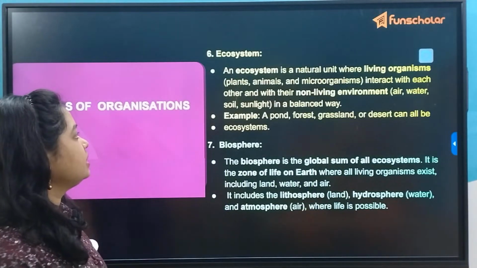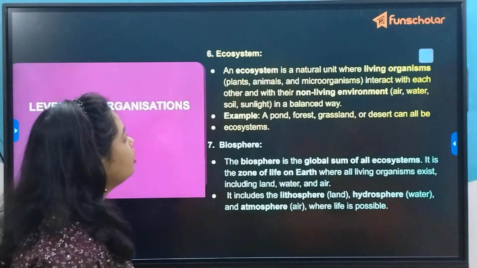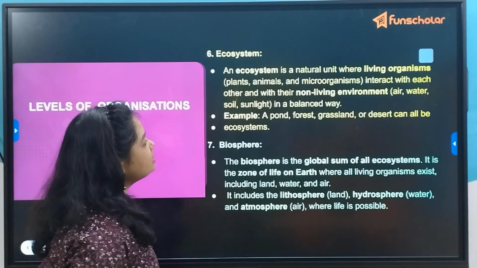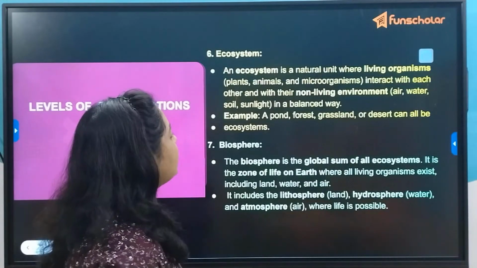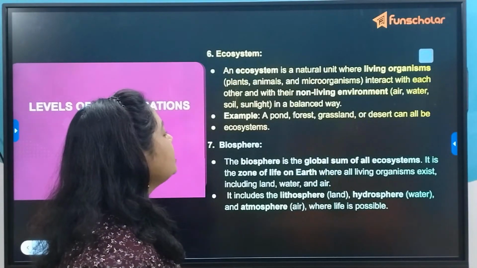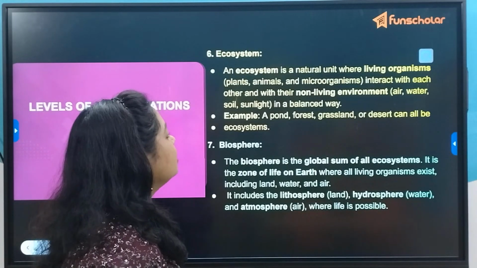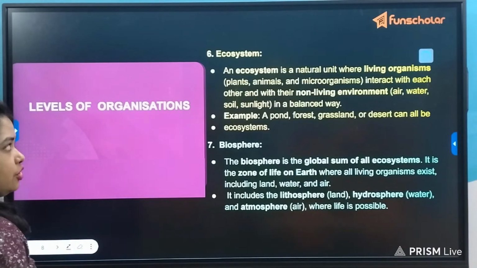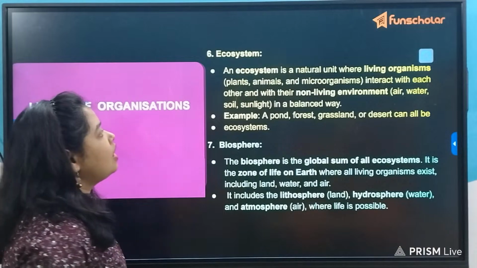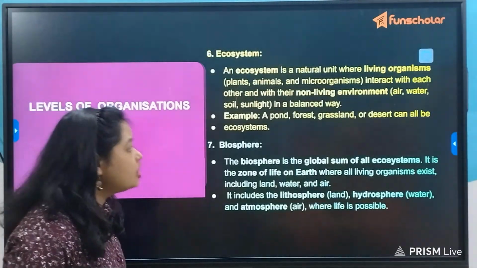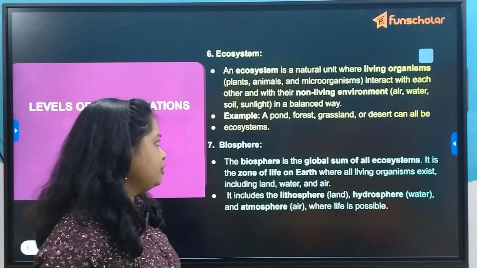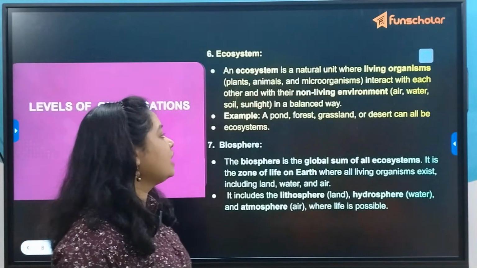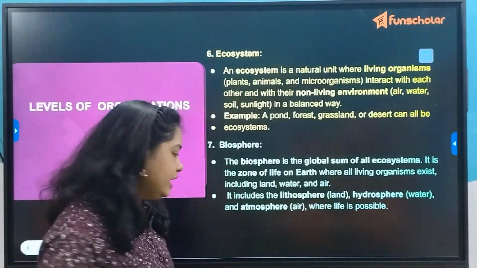Coming to the ecosystem. What is an ecosystem? It is a natural unit where living organisms such as plants, animals and microorganisms interact with each other and also with non-living environmental factors such as air, water, soil, sunlight. So this we need to understand. There are many examples such as pond ecosystem, forest ecosystem, grassland, desert ecosystem. We can take any example, for example, the grassland ecosystem. Let's understand that.